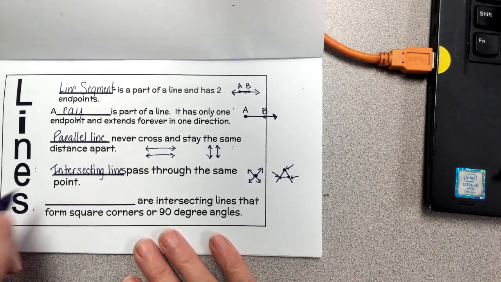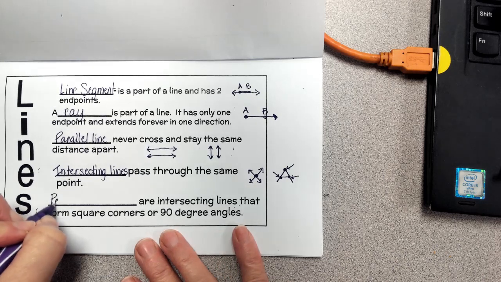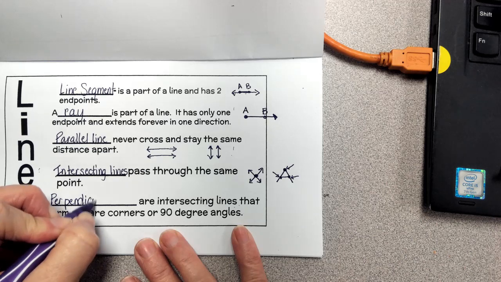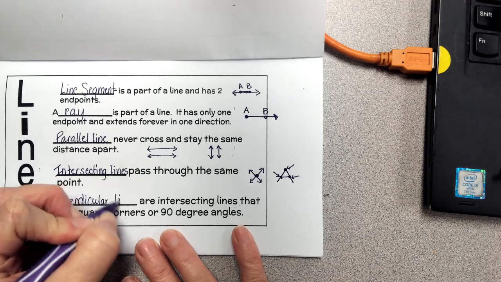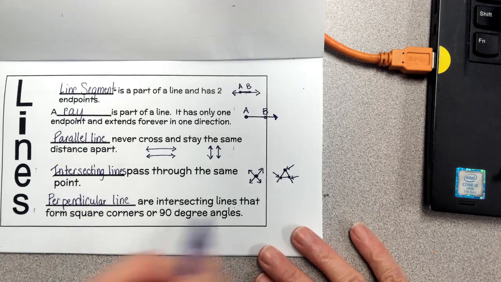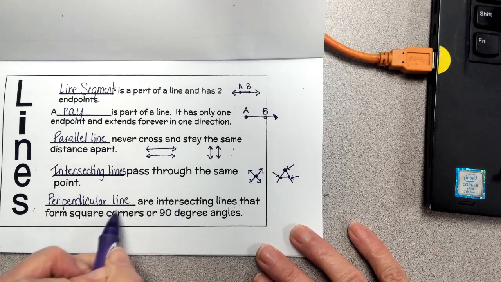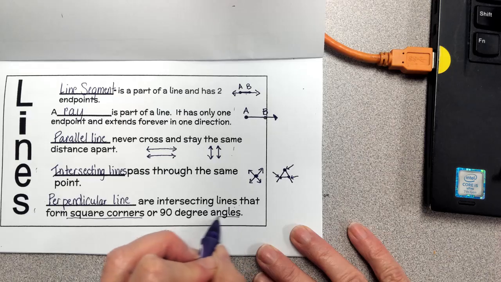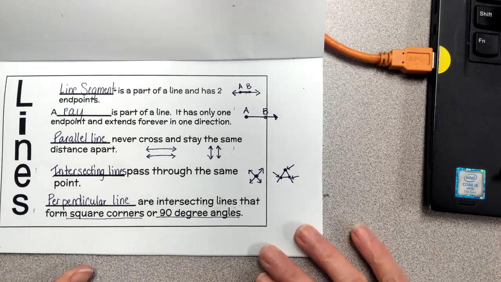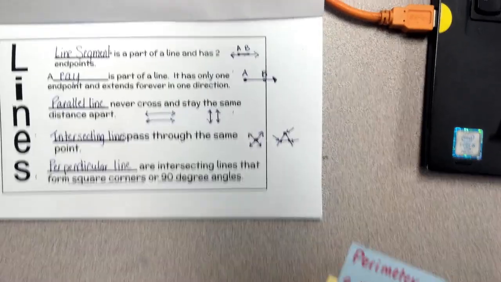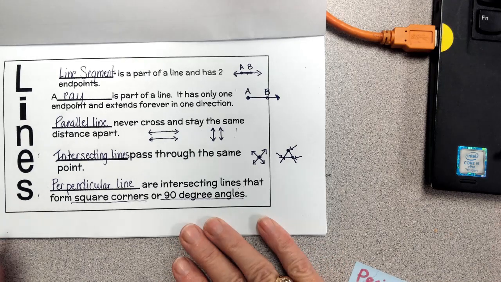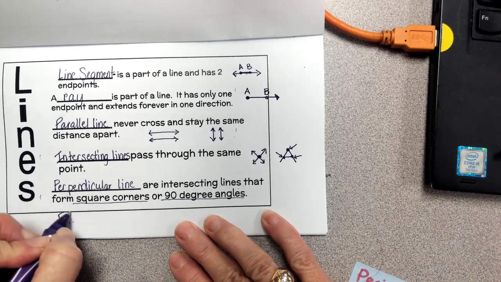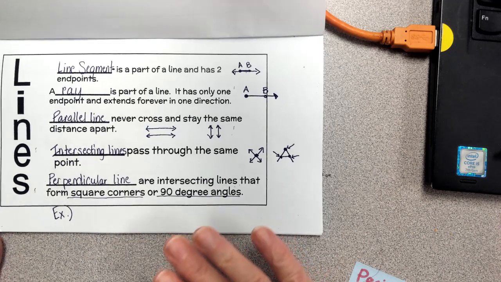And then the last one that we have would be perpendicular lines. So the difference between perpendicular lines and intersecting lines is that when they cross, they form corners, and those corners have 90-degree angles. So some examples that you should probably put in your book would be some letters of the alphabet. These are great examples to use because they're something that we know.